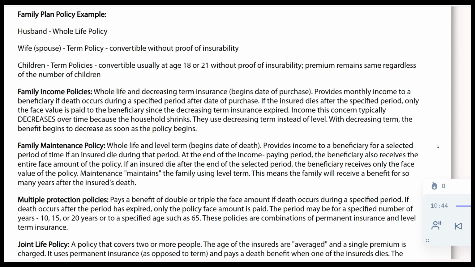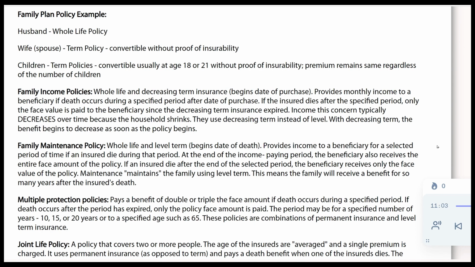Multiple protection policies pay a benefit of double or triple the face amount if death occurs during a specified period. If death occurs after the period has expired, only the policy face amount is paid. The period may be for a specified number of years, 10, 15, or 20 years, or to a specified age such as 65. These policies are combinations of permanent insurance and level term insurance.